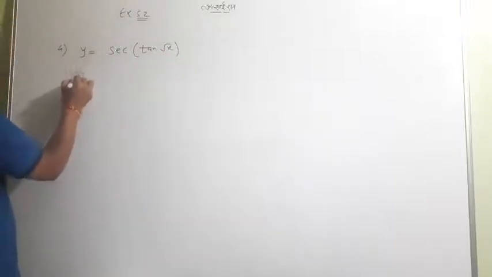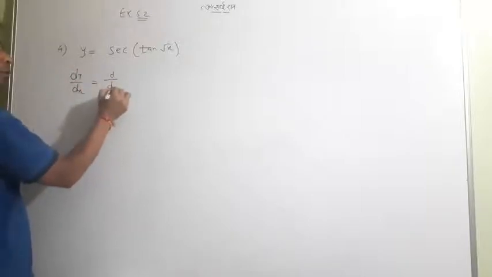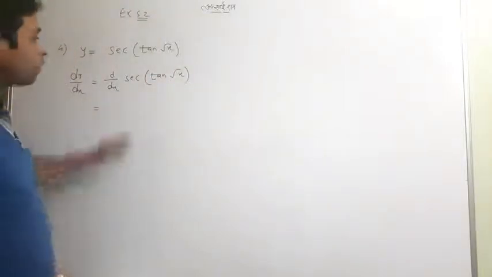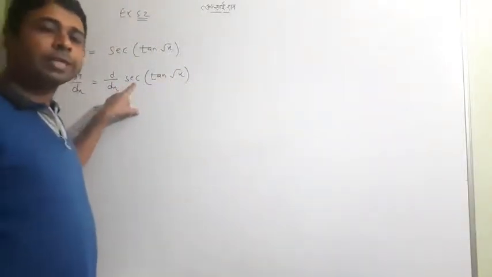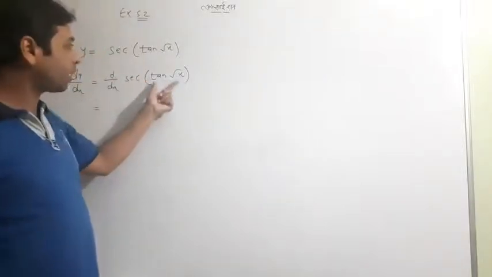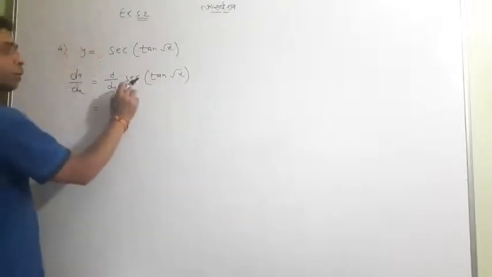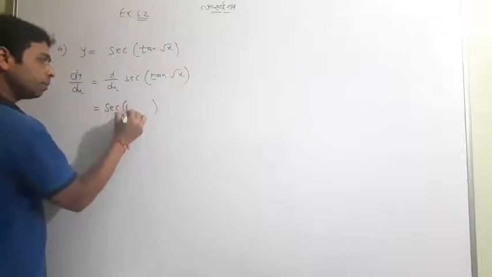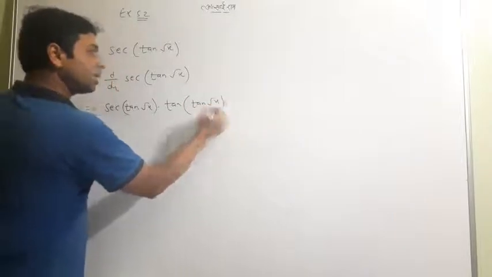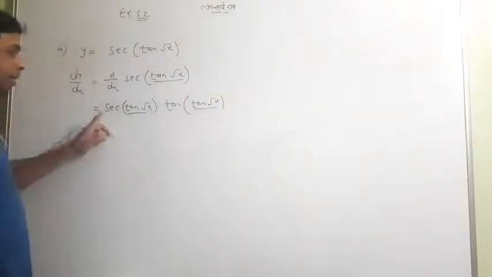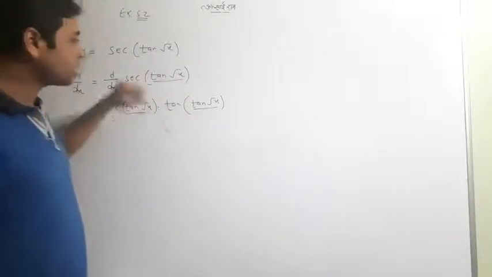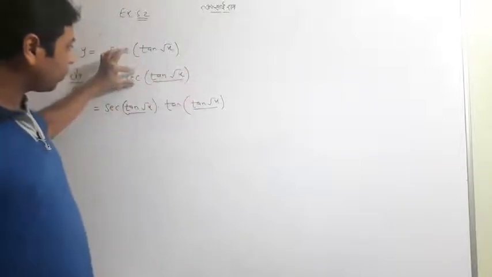Okay, we start. dy by dx is equal to dy by dx of sec of tan of root x. Now first sec will be differentiated. What is the differentiation of sec x? It is sec x into tan x. This time your x is this angle, so the answer will be sec x into tan x with the same angle. Don't confuse: at this time your angle is this one, so I use the same angle. The differentiation of sec x is sec x tan x. This complete step is the differentiation of sec.